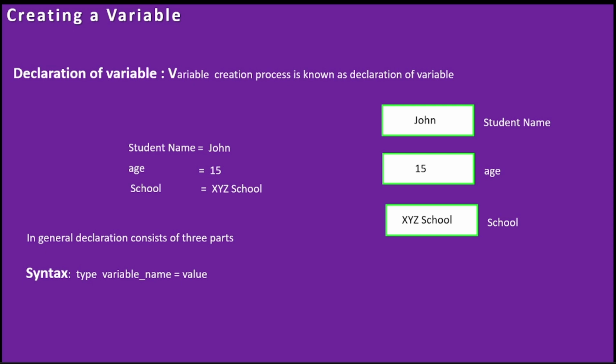So every variable has a type, and after that it has a variable name, then its value with the equal sign. If you want to assign a value to your variable, you have to use the equal sign. This is the general syntax of variable creation and initialization in any other programming language.